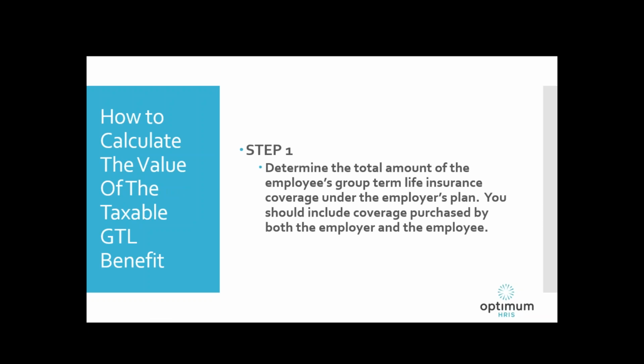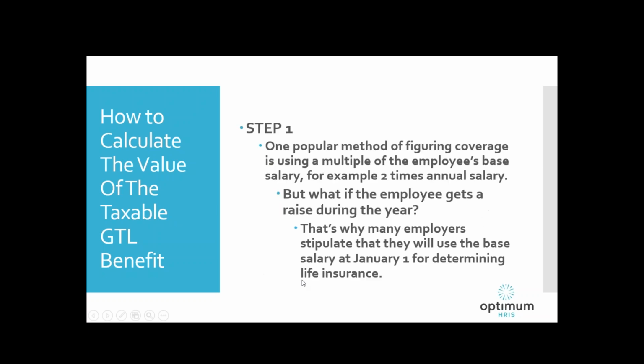And step 1 in calculating the value of the taxable group term life benefit is to determine the total amount of an employee's group term life insurance coverage. And the coverage should be the aggregate total of that purchased by both the employer and the employee under this plan. Now, sometimes the employee doesn't make a purchase. Sometimes it's just the employer. But if both purchase, add them both together.